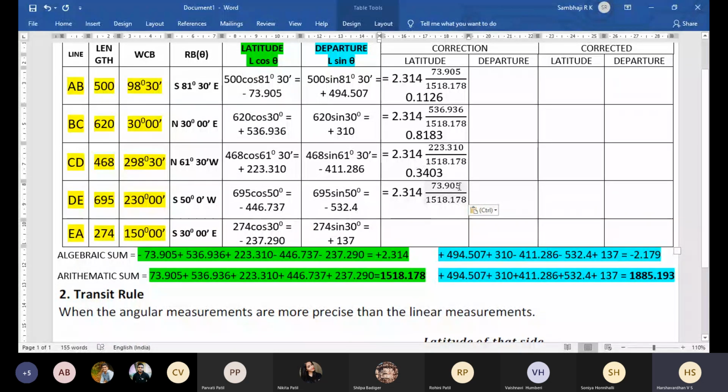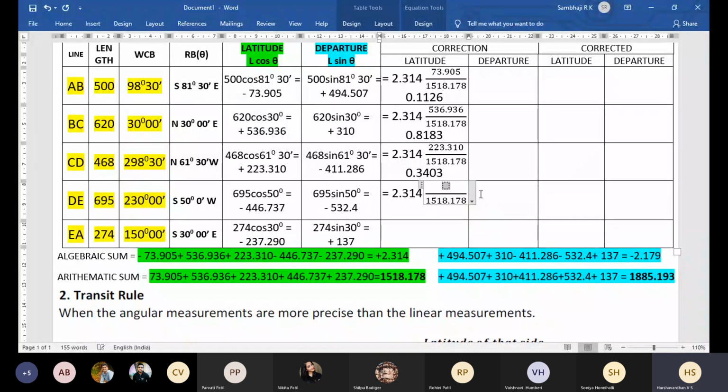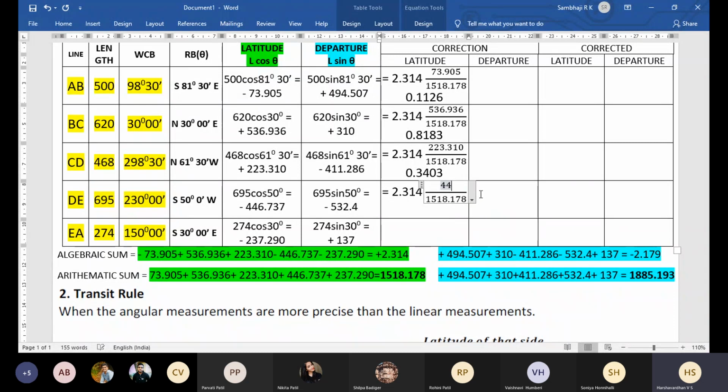For line DE, total error in latitude is 2.314, arithmetic sum of latitude 1518.178, and latitude of DE is 446.737. Correction is equal to 0.6809.